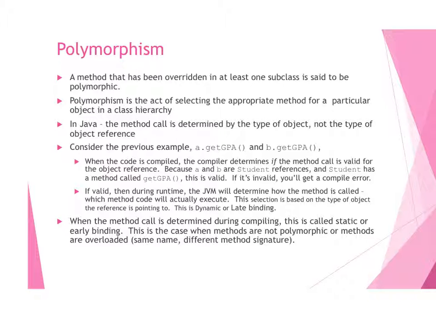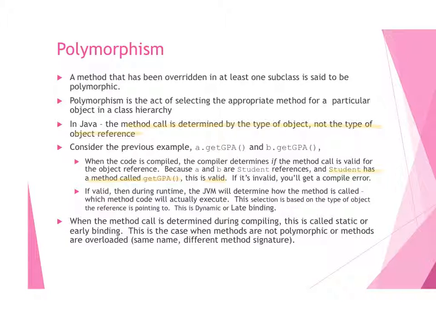So polymorphism: when a method has been overridden by at least one subclass, it's said to be a polymorphic method. And polymorphism is the act of selecting the appropriate method for a particular object in a class hierarchy. So the method call is determined by the type of the object, not the object reference. If we consider the previous example, when the code is compiled, the compiler determines if the code is valid by looking to see if the Student class has the method called getGPA. If it does, it's valid. If not, it won't compile.